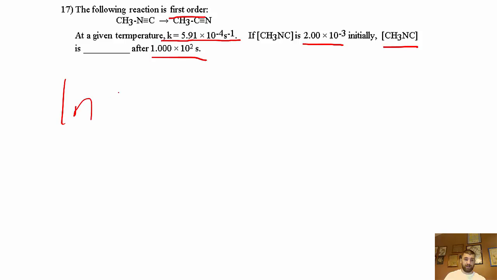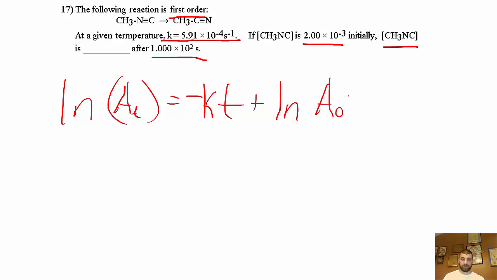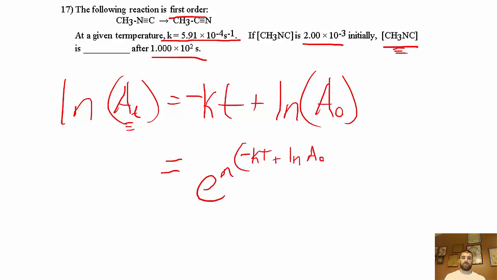The formula we're going to use is ln of At equals negative kt plus the ln of A0, which is your initial. And it's asking us to solve for the amount of that after a given time. So we're trying to find A at that time. To get rid of this natural log, we have to take e to both sides. So we get e to the negative kt plus the ln of A0, and that'll give us At.